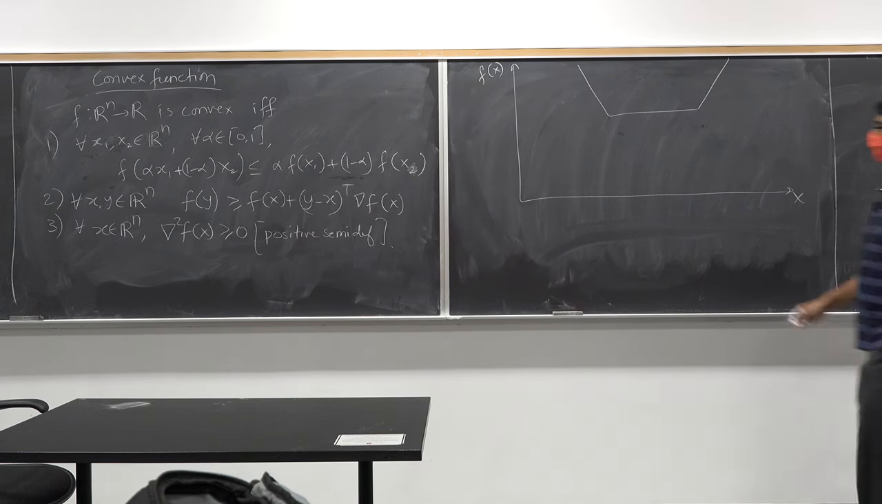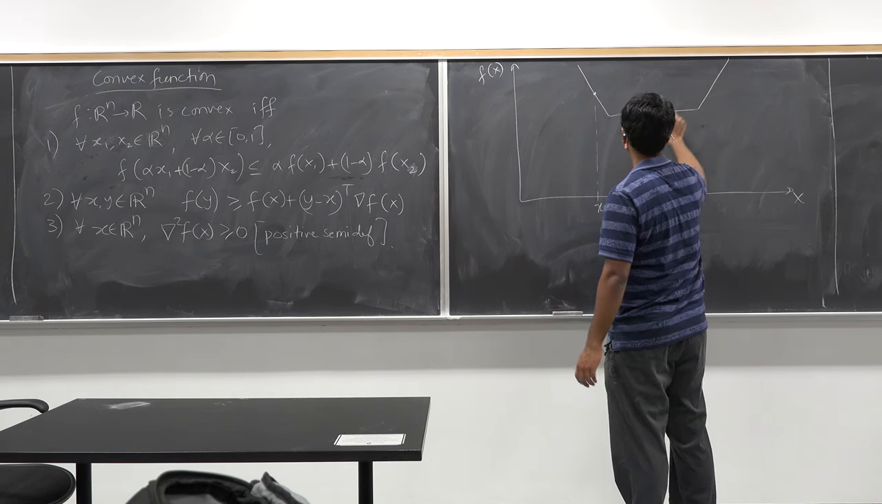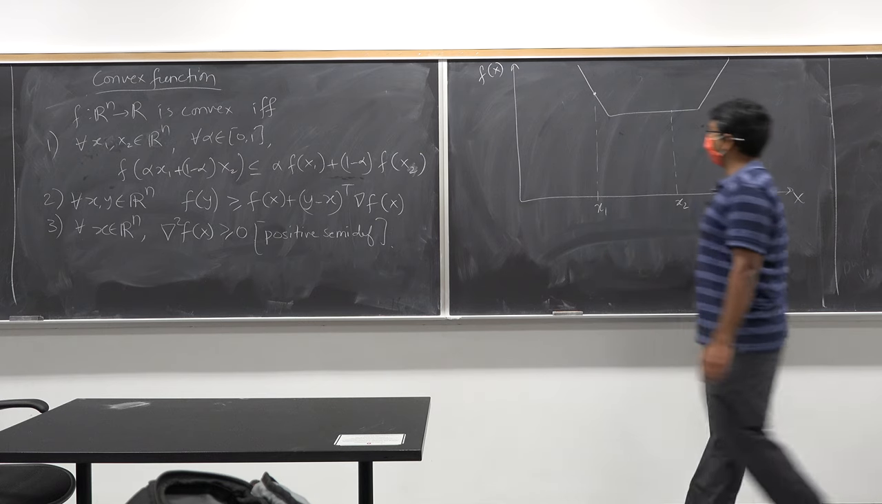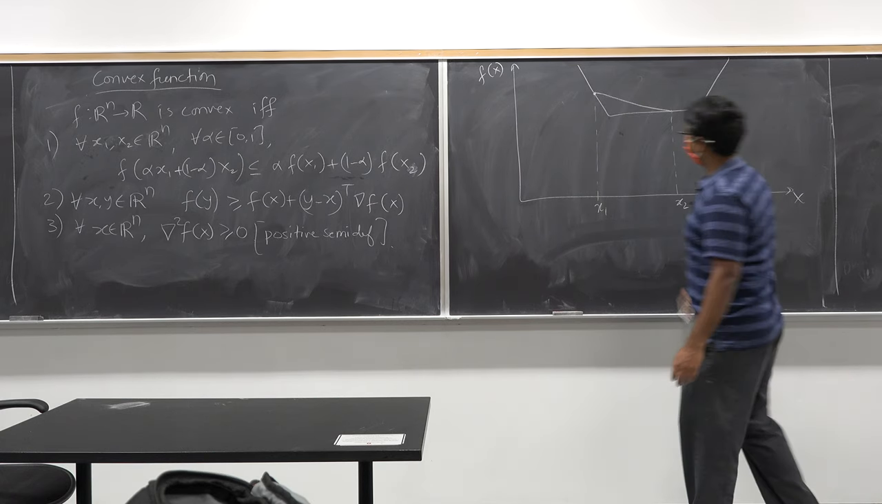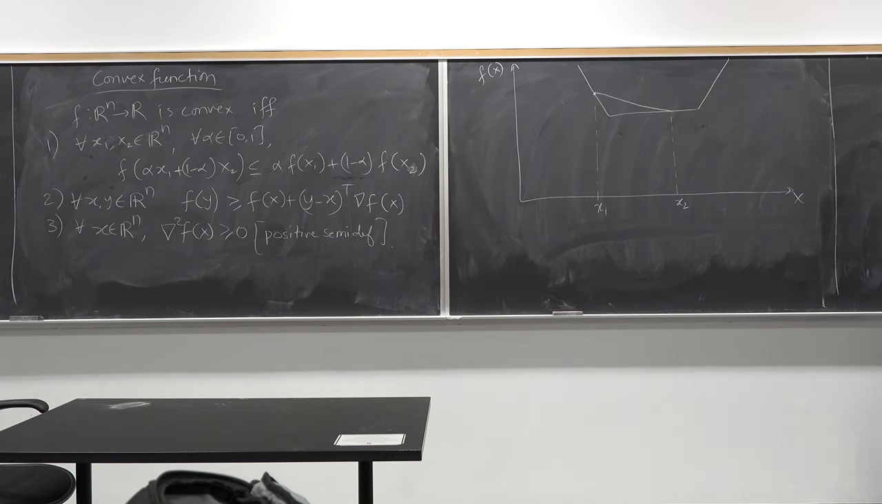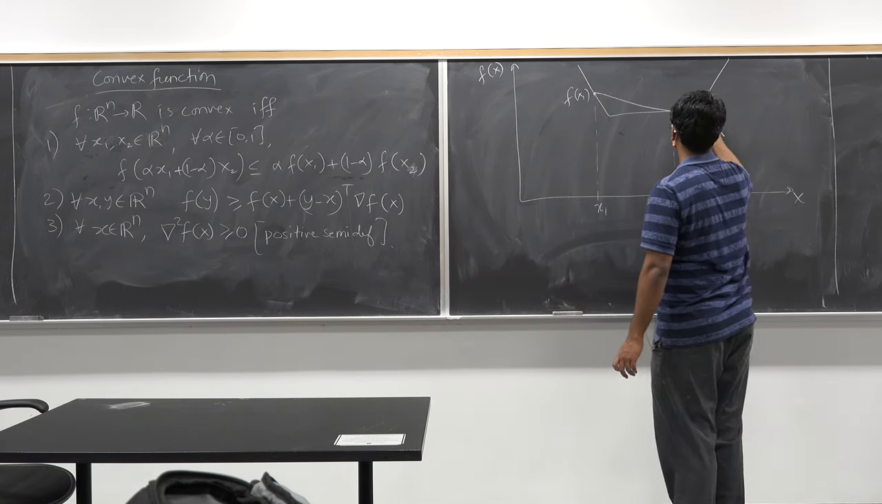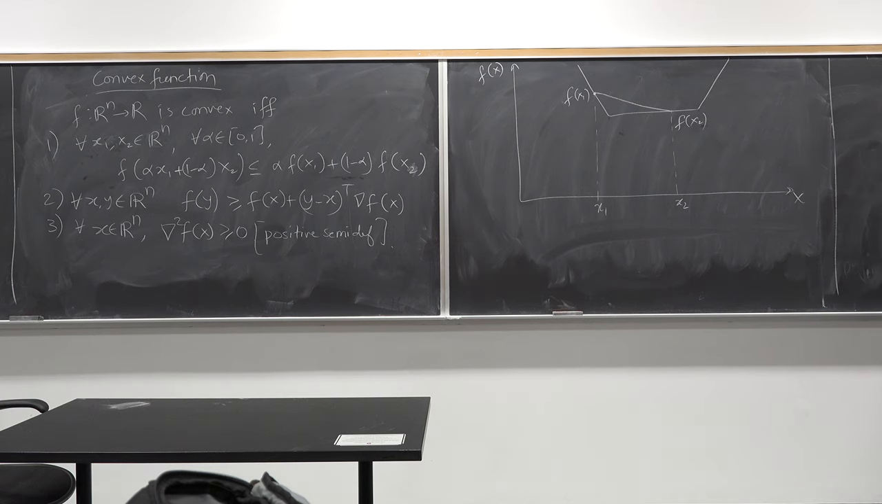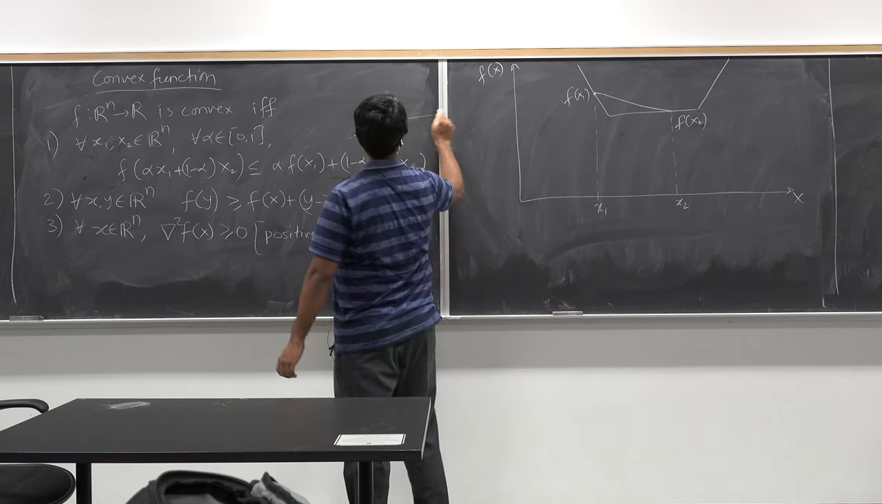And what I have to do is look at two points. Let's say this is x1, this is x2. I have to see the line segment connecting the two function values. This is f of x1, this is f of x2. And if the line segment is above the function, then it's a convex function for every pair x1, x2. That's the first definition.